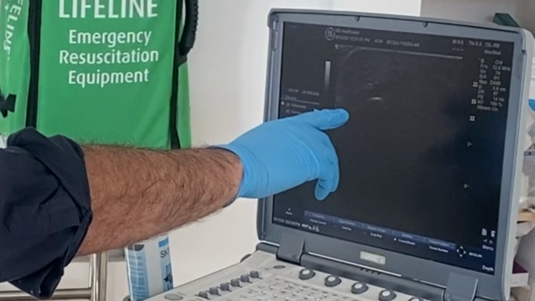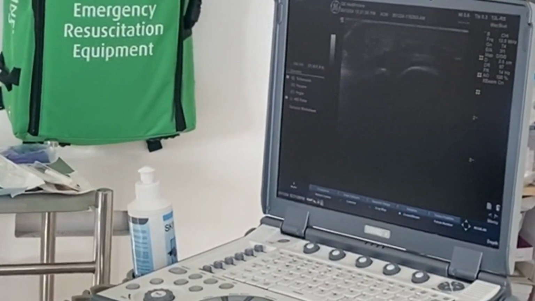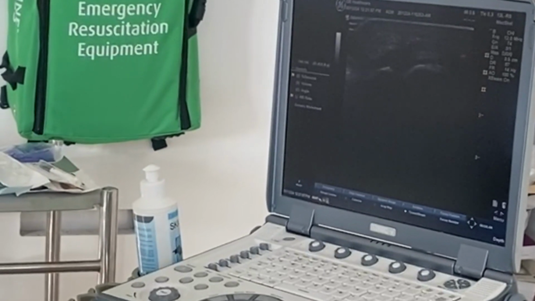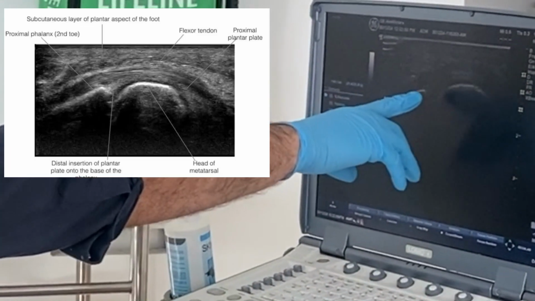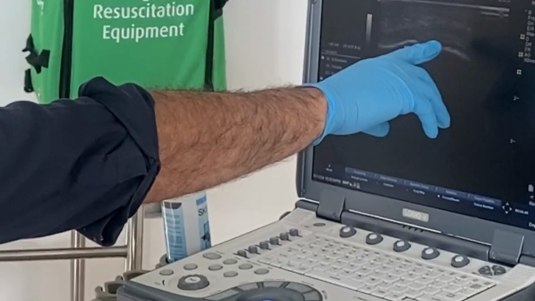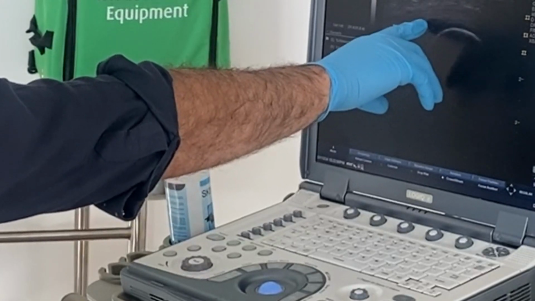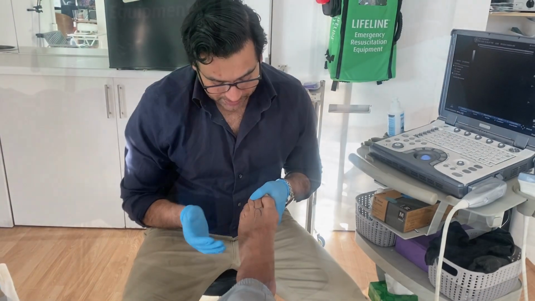An ultrasound of the second metatarsal. If I just do that, that's the toe moving. That's the second toe moving, which is over there. It's the flexor tendon, and if I just tilt that like that, you can see the plantar plate, which is intact. So we're about to do the injection now.